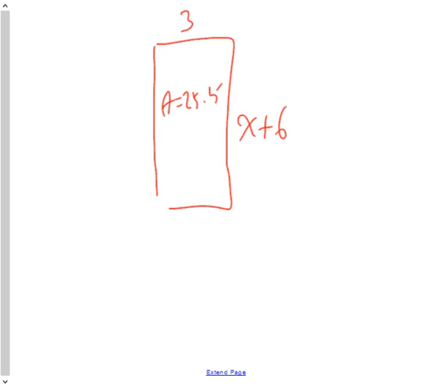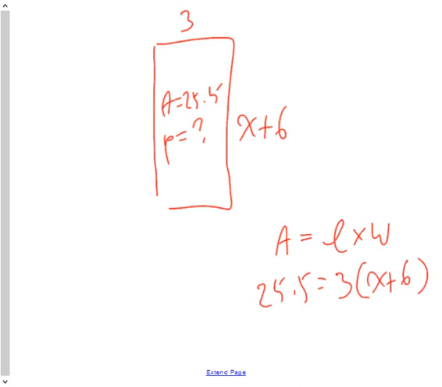What is the perimeter? So for this one, I know that I'm going to write my formula, and I'm going to substitute all of the information I have. The area is given to me. The length is given to me. The width is given to me. So length times width equals area.